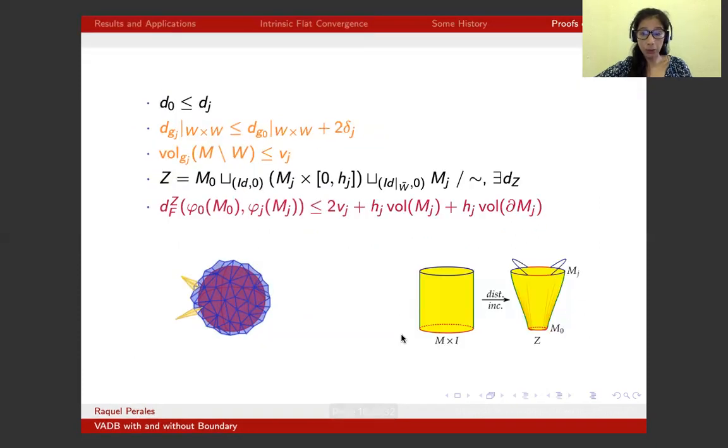Once we know in which spaces we can isometrically embed and calculate our flat distance, notice that these spaces are actually very good because this volume Vj is small, and this Hj is also going to be small, and this volume of Mj is going to be bounded, and this volume of the boundary of Mj is also going to be bounded. So these are very good spaces. So now we need to know how to get a set W that satisfies the conditions that we need.